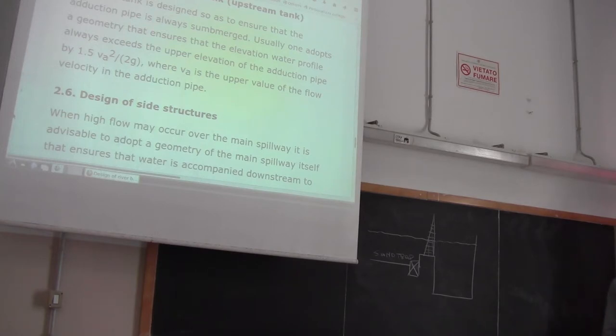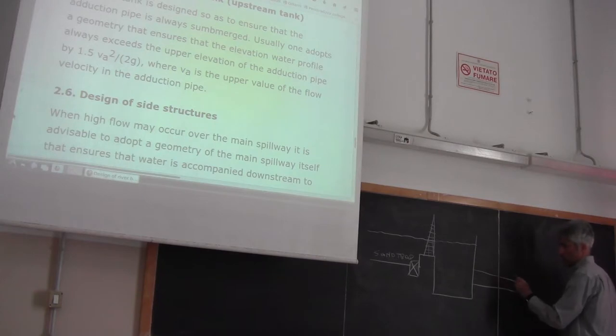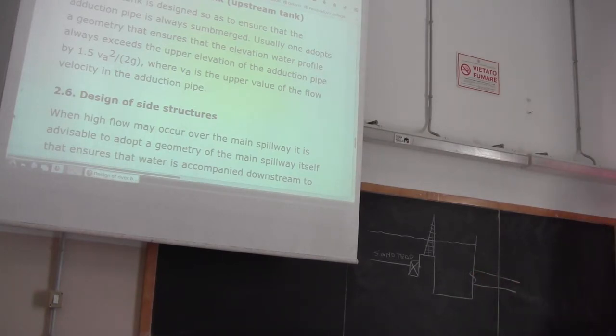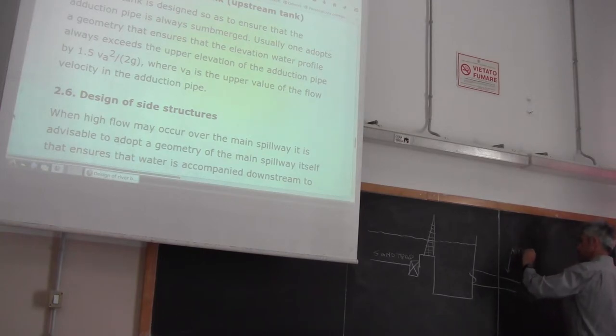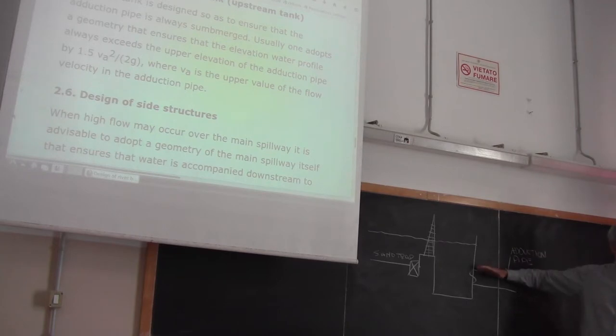What is the function of the head tank? The function is that if you have a pipe flowing downstream, which is the adduction pipe, you must be sure that the entrance of the pipe is always covered by a sufficient amount of water. So you need to put the pipe at a proper elevation, in order to be dead sure that the upper part, the ceiling, we say in Italian, il tetto, the ceiling of the pipe is always covered by water.